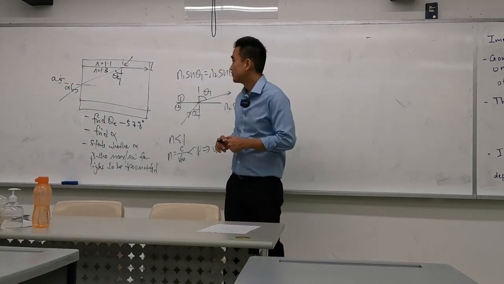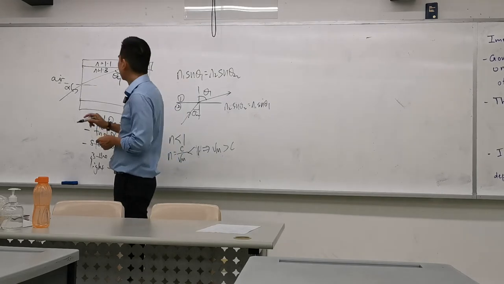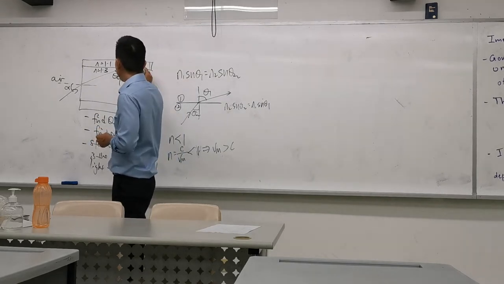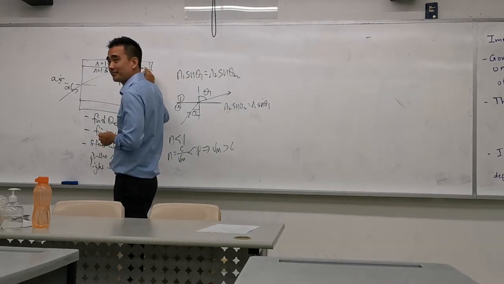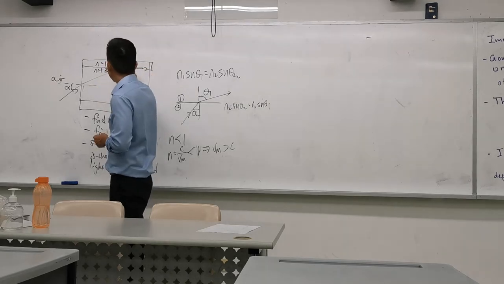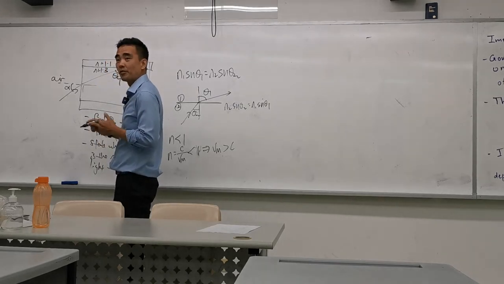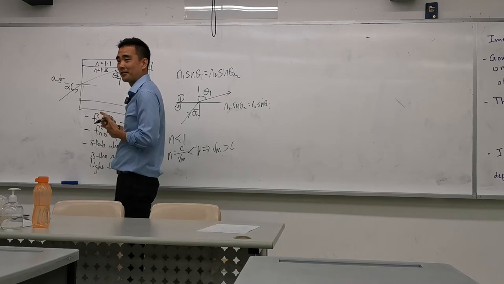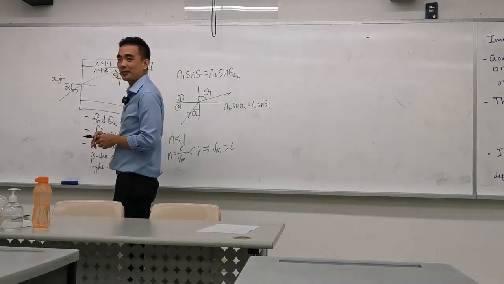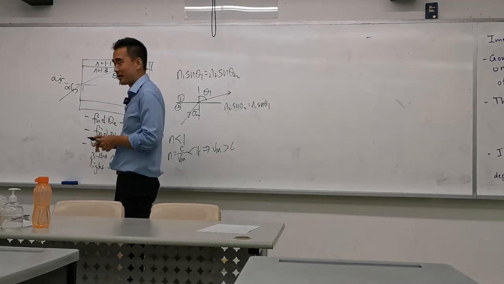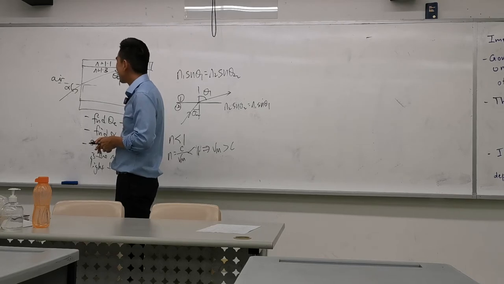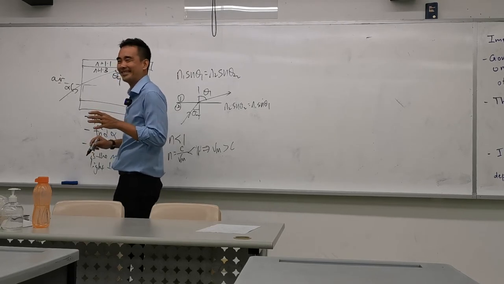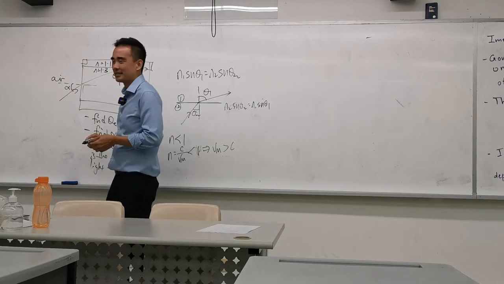Which one is it? Like from here to here? From here to here? You mean this one? This side. Okay, point one or point two? Which point? You're talking about what? Right angle, which part? This one? Yes, it is a right angle.